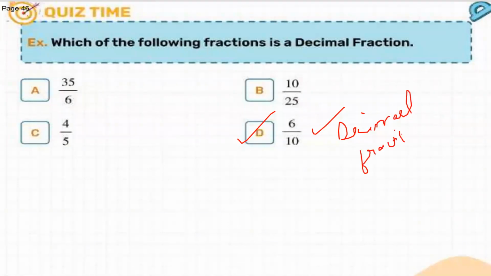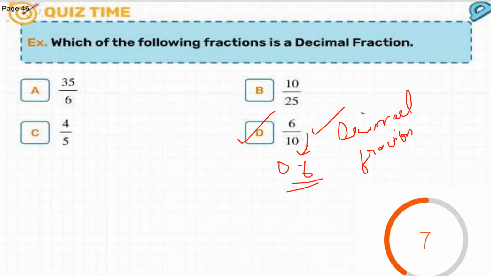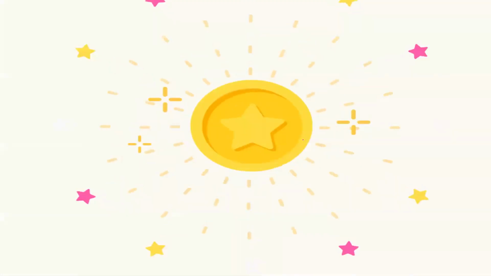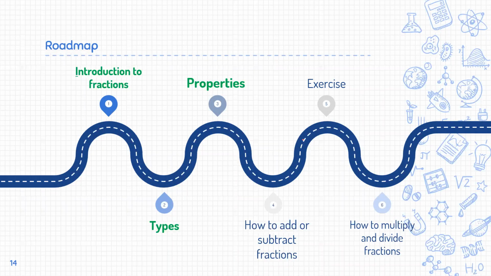Because its denominator is 10 in 6/10, and we can easily convert it into a decimal, right? It converts to 0.6. A decimal fraction is one whose denominator is 10, 100, 1000, 1 lakh, 1 crore, 10,000, it can be infinity, it goes on. So calculate your points as I told, for what situation you get how many points.